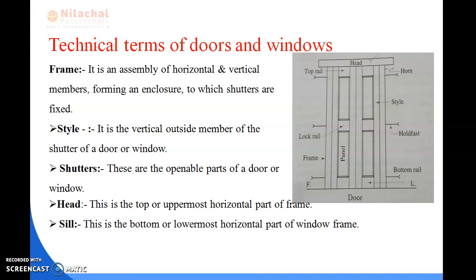Next we'll be reading about the head. What do you mean by head? This is the top or uppermost horizontal part of a frame. You can see here in the images, this is the head part. And what do you mean by sill? Sill is the bottom or lowermost horizontal part of the window frame. In the window frame, we construct the sill.